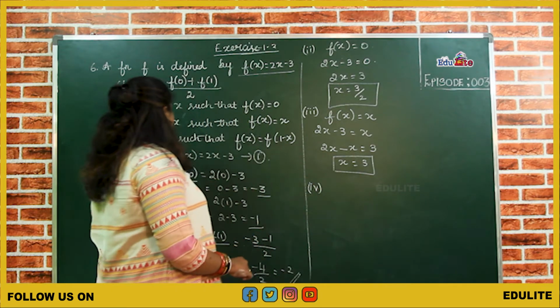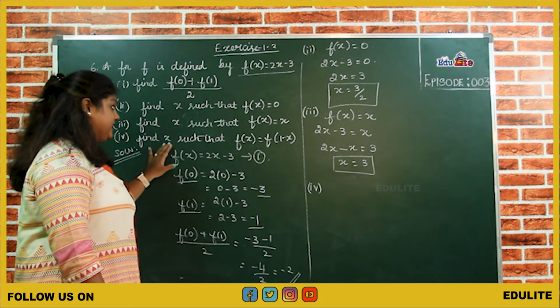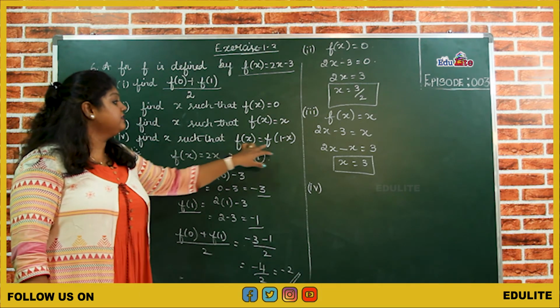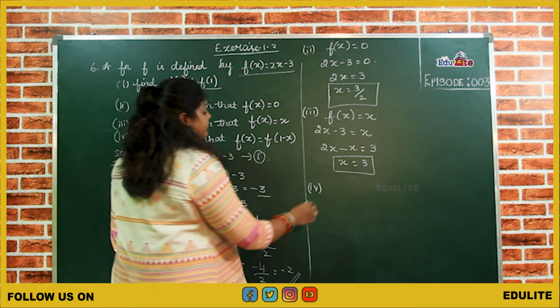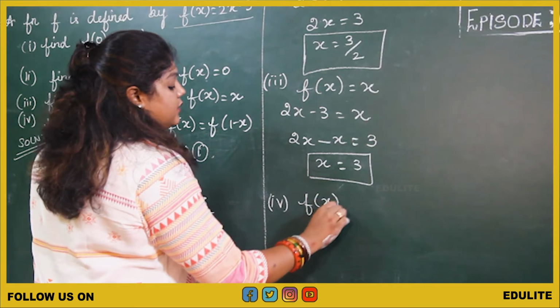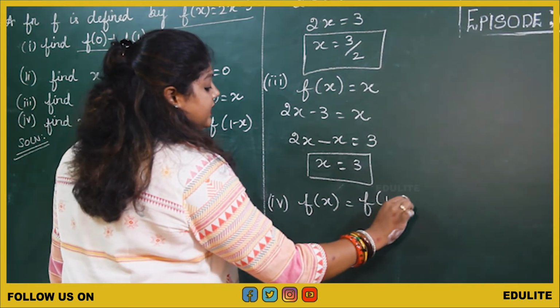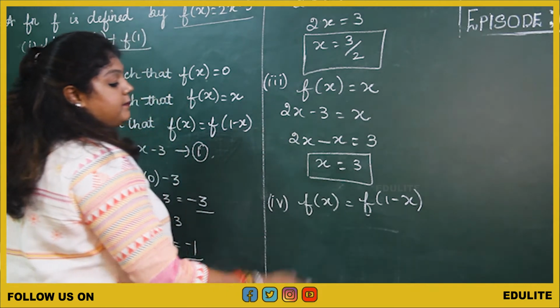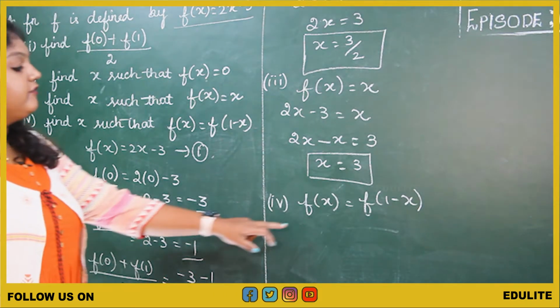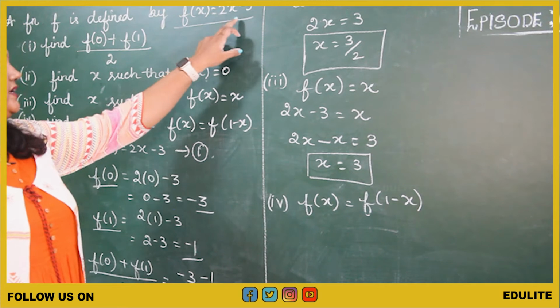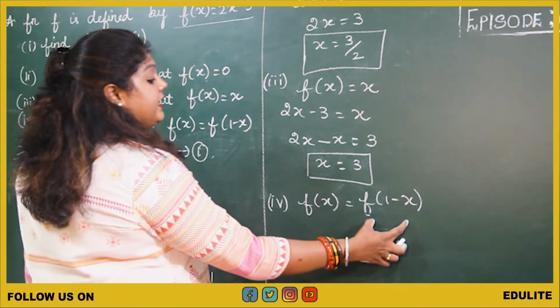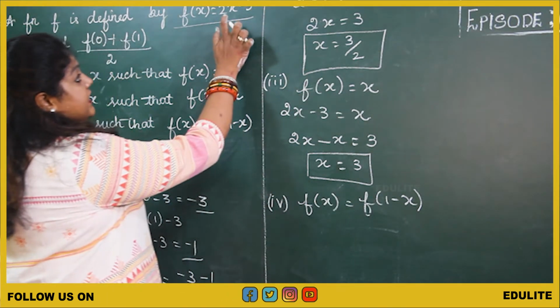And the last option, we have to find x, but for that we are given the condition f of x is equal to f of 1 minus x. For this step, we know the value of f of x, which is 2x minus 3. Similarly, we have to write f of 1 minus x in this relation.